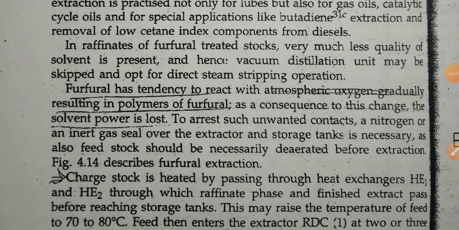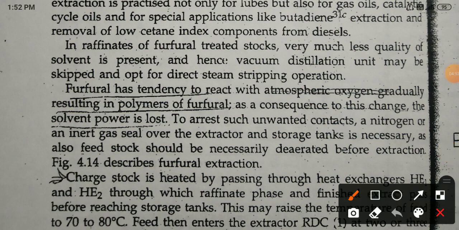In the raffinate of furfural-treated stocks, only a very small quantity of the solvent is present, and hence the vacuum distillation unit may be skipped and direct steam stripping operations optimized. Furfural has a tendency to react with atmospheric oxygen, gradually resulting in polymers. We will see the complete flow diagram of furfural in the figure.